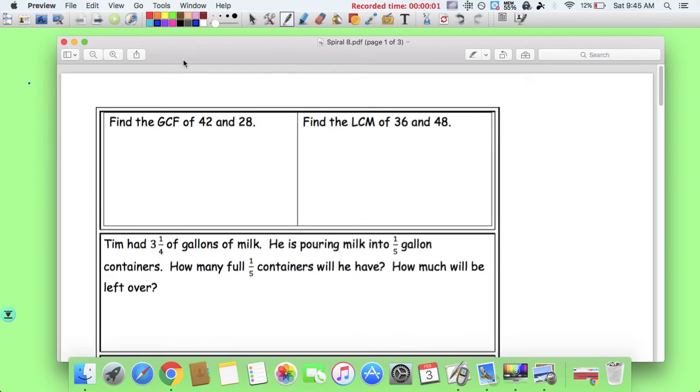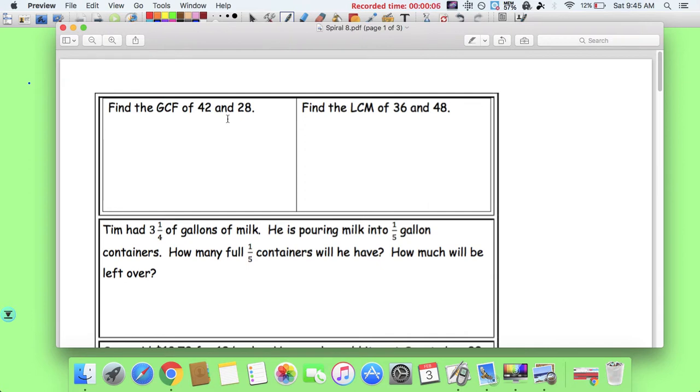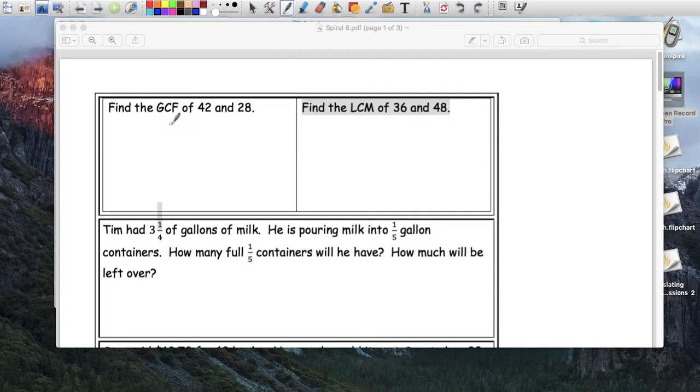I believe this is spiral 8, so let's just get to this. Can I write on this? No, I can't. Can I write on this? Yeah, I can. Alright, so spiral. Remember what the purpose of spiral is.